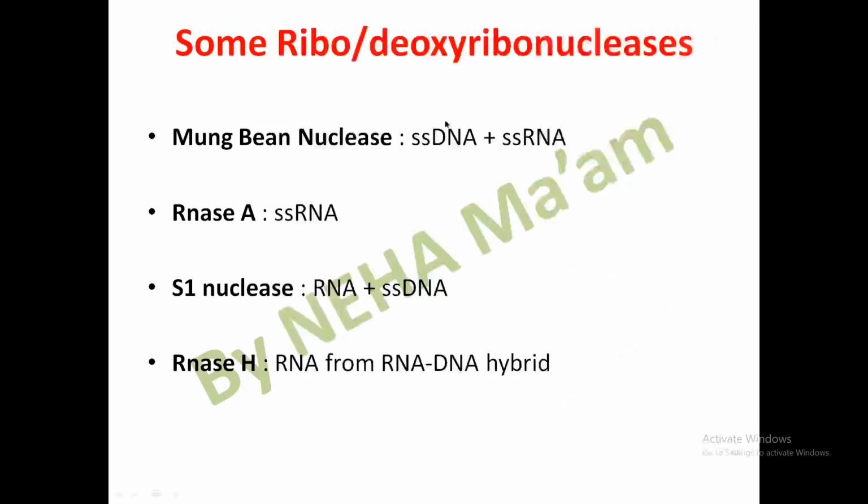Now, what are some important ribo or deoxyribonucleases? So, first one is mung bean nuclease. This enzyme was isolated from mung bean and it is known to cleave single-stranded DNA sequences as well as single-stranded RNA sequences, but cannot cut double-stranded DNA or double-stranded RNA sequences. Another important enzyme is RNase A. RNase A is the enzyme which can cut single-stranded RNA molecules but cannot target double-stranded RNA sequences.